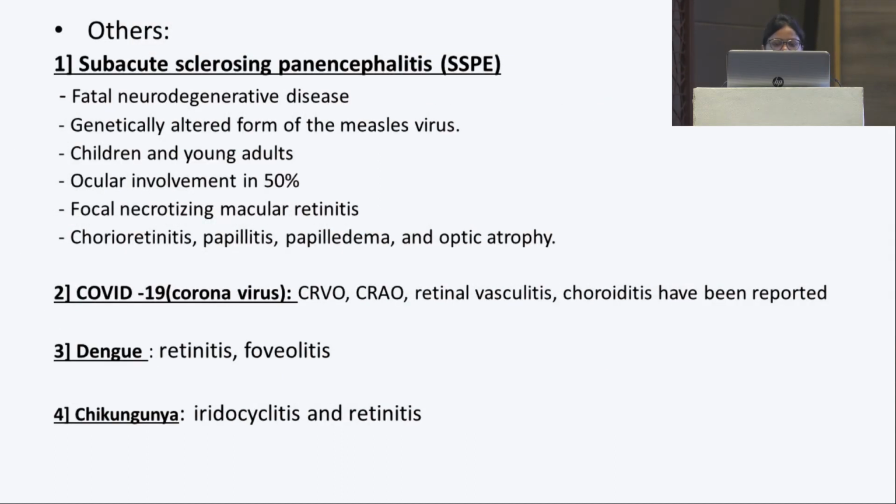These are some other viral retinitis like subacute sclerosing panencephalitis, which is basically seen after measles virus infection. Its ocular involvement is seen in 50%. It may present with macular retinitis, chorioretinitis, papillitis, or optic atrophy. Now, recently, COVID-19 has also been found to be responsible for CRVO, CRAO, retinal vasculitis, and choroiditis. Dengue fever usually presents with retinitis and foveolitis. Chikungunya can present with iridocyclitis and retinitis.